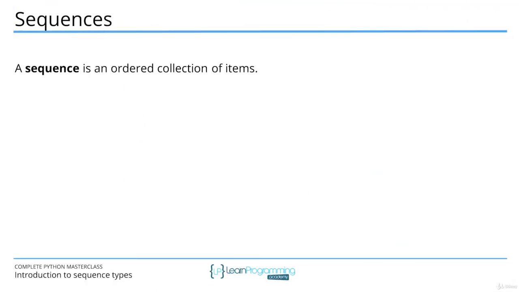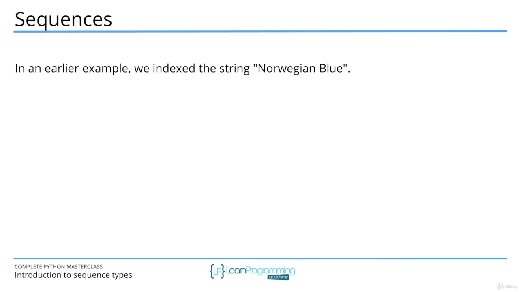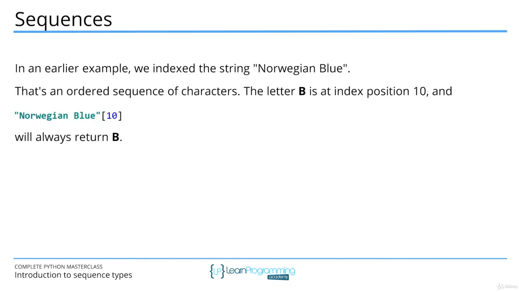Well, a sequence is an ordered collection of items. The word ordered here is important. If a sequence wasn't ordered, then you couldn't refer to individual items by their index position. In an earlier video, we indexed the string Norwegian blue. So that's an ordered sequence of characters. The letter B is at index position 10 and will always return B.